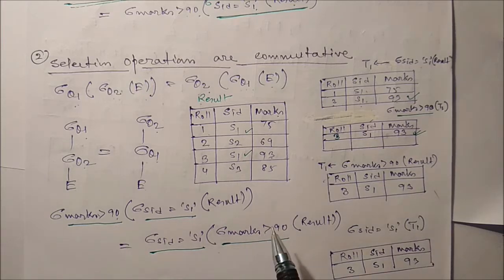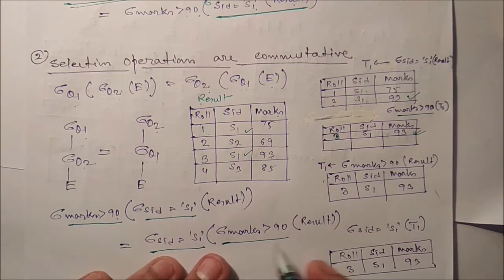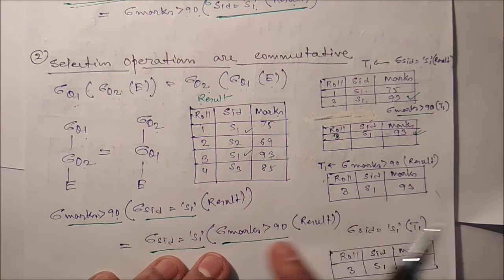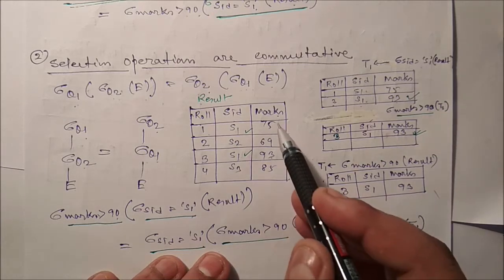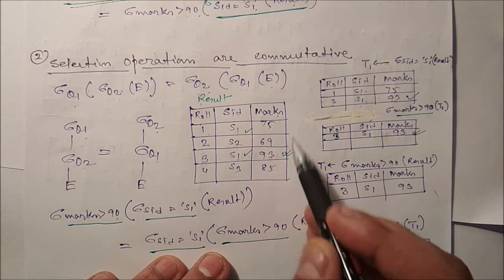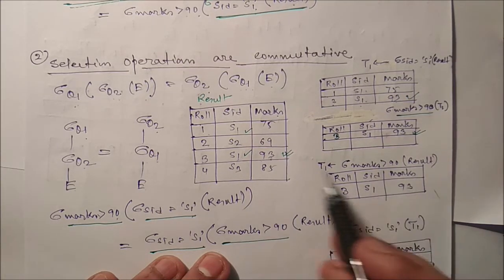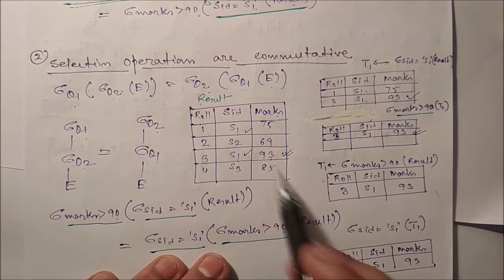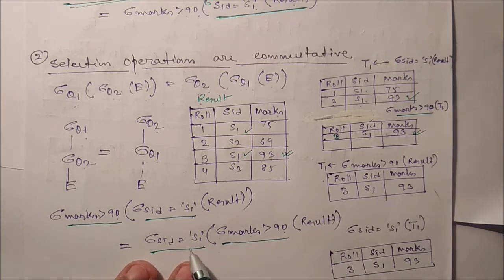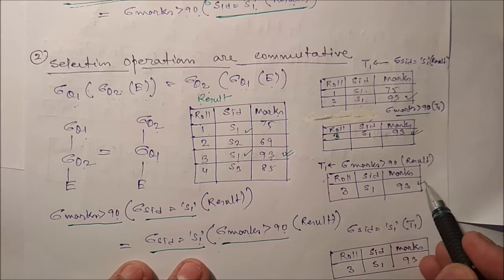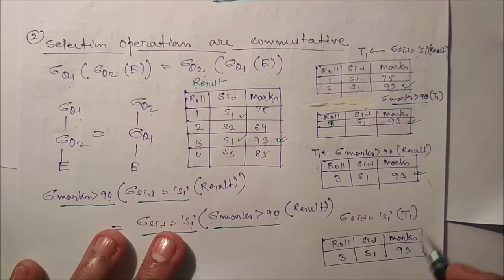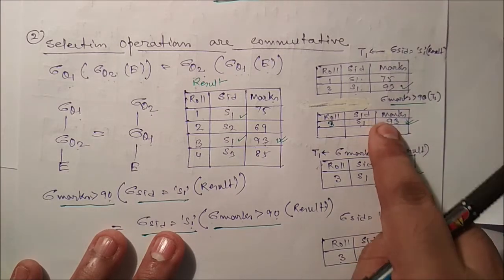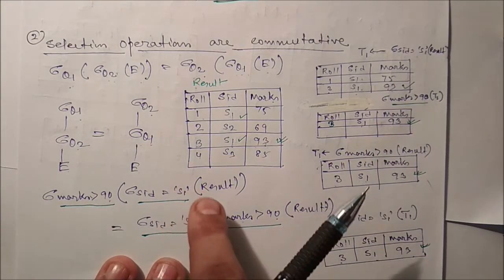Are you getting this one? Now in this case first we apply the marks condition. This is the output from this particular expression. First apply marks greater than 90, so only this particular row where the marks is 93. If you apply this condition first, the output will be 3 S1 93. After that we have to select S1. Obviously only one row is there in S1, so definitely the output will be 3 S1 93. So we can see in both cases the output is the same. This result and this result both are the same. So that means we can say these two are equivalent.